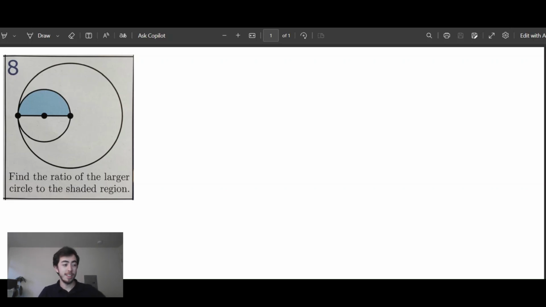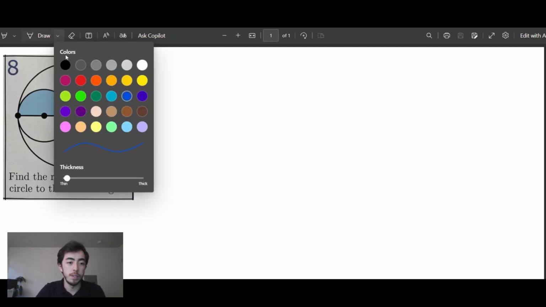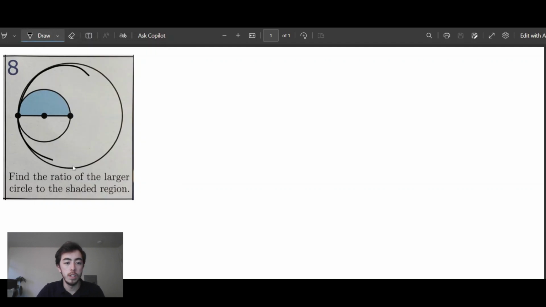Today is March 8th. We have problem number 67. We're going to solve it together. So let's find the ratio of the larger circle to the shaded region.